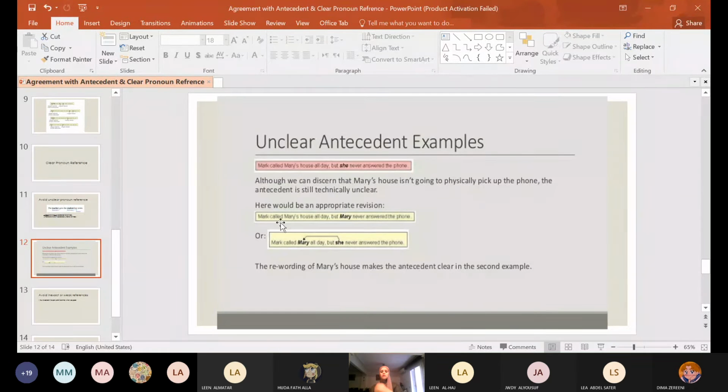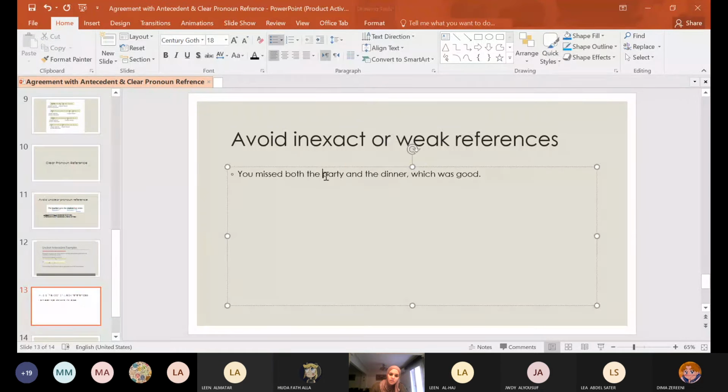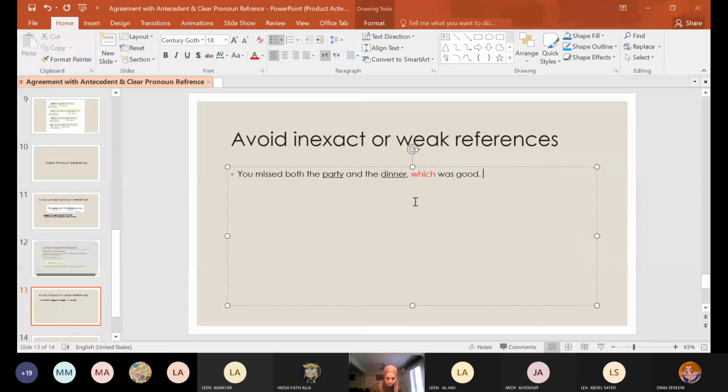Okay, so here, avoid inexact or weak references. You missed both the party and the dinner, which was good? Which one was good? The party or the dinner? So here it is a weak reference because I don't know what which refers to: dinner or party.